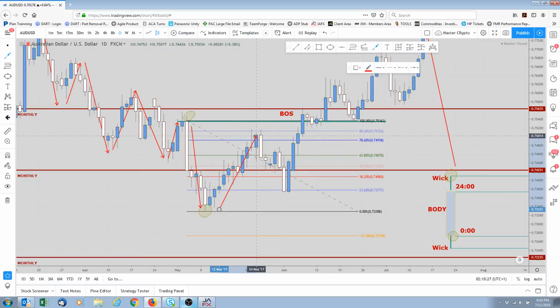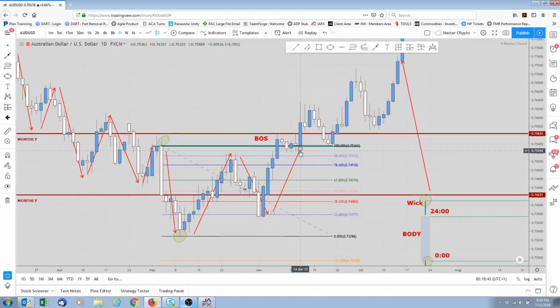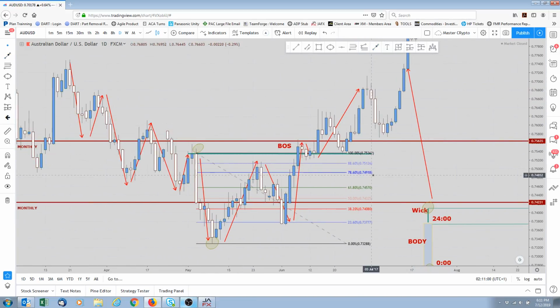This is why I was saying, look how price shot up to here, came down to 23%, and then shot up to the 100% level and actually broke it, came down, found support on the 100%, and continued upwards. So that is an example of break of structure.